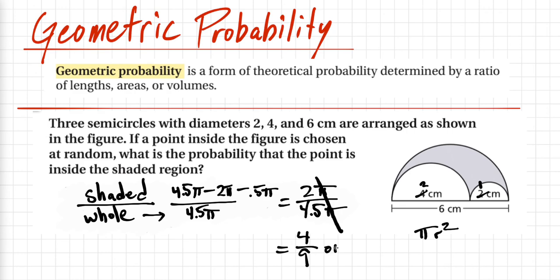4/9. And as a decimal, I think that's 45.45. No, what was it? 0.4. 0.454545. No, 0.444. And yes, you're allowed to use your calculator on all this. I just don't have one next to me, so I'm trying to do it in my head.